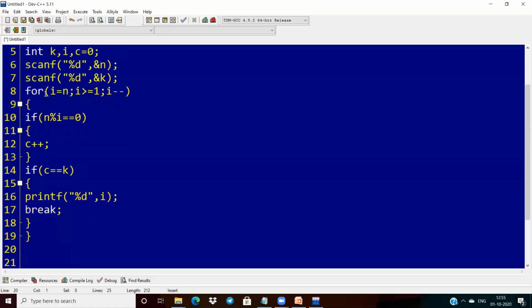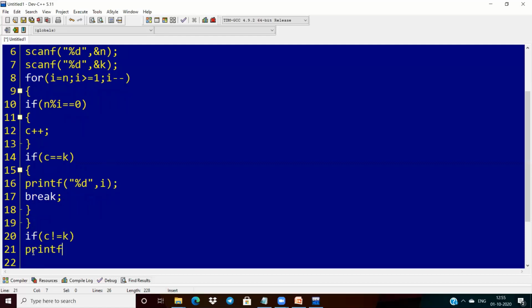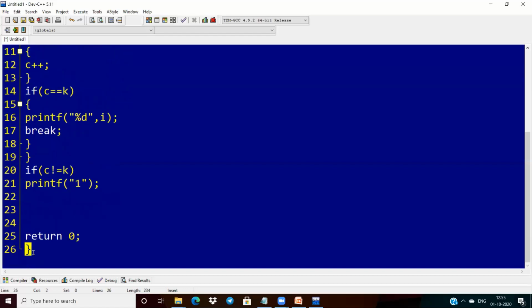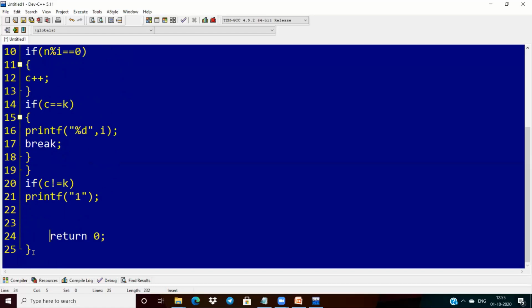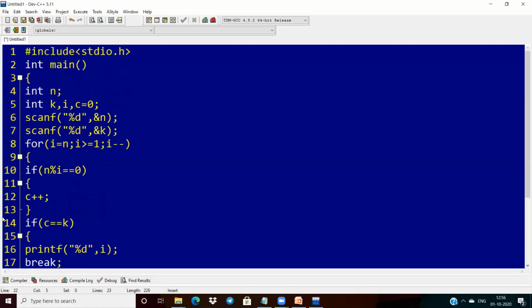If, after the second condition, K is not reached, I will give some analysis of how it will work. Suppose the scenario is that C is not equal to K, then what will the expected output be? 1. Just print the 1 manually. That's all. Now see the execution.